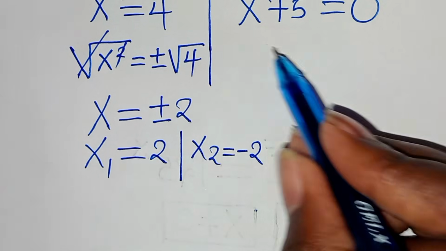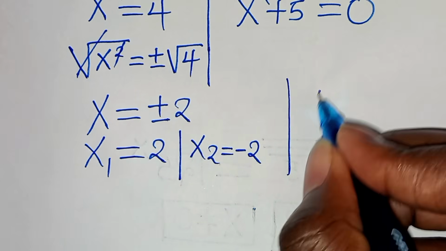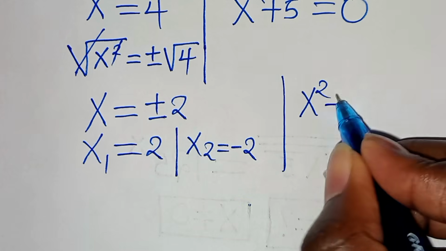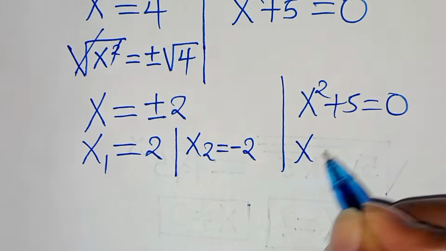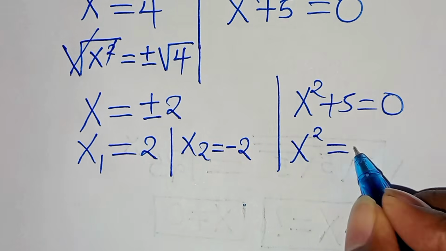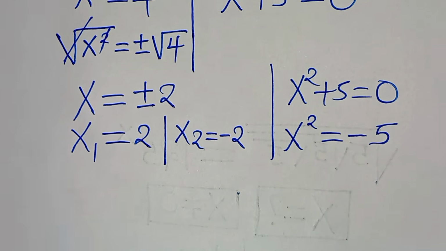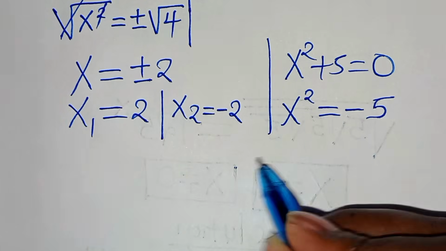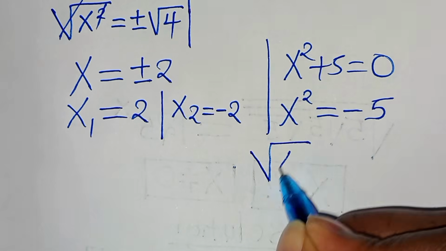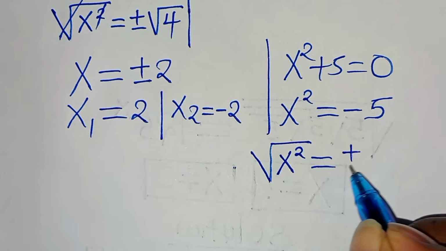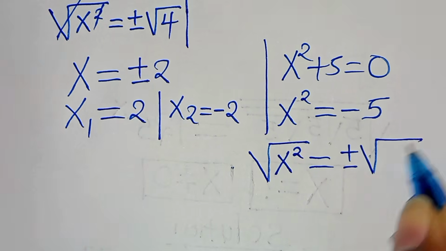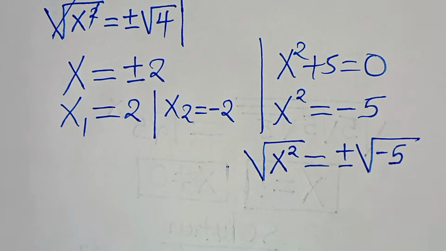Now, let's solve for the other values here. We have x squared plus 5 equal to 0. So this means that x squared is equal to minus 5. Now, to solve for x here, we introduce again square root on both sides. We have the square root of x squared equal to plus or minus the square root of minus 5.